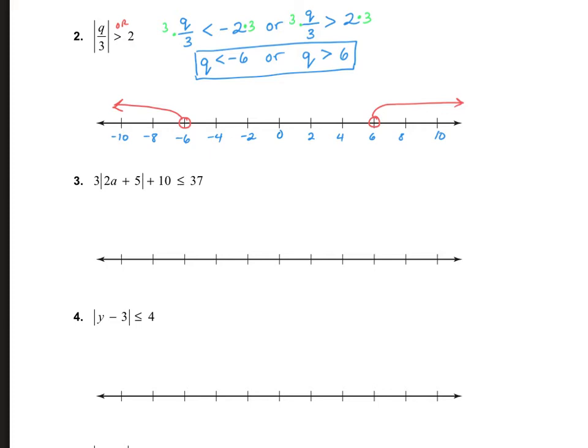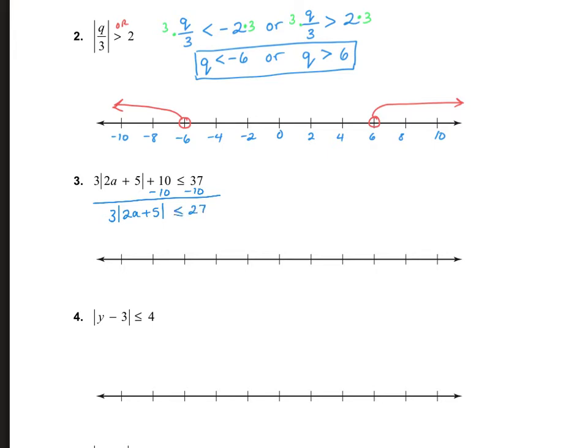So if you remember back in chapter 1, when we had this kind of situation and we had an absolute value that had other numbers with it, we had to first solve for the absolute value. So that's going to be our first step here. We have to do that before we split it up, okay? So I'm going to subtract 10 on both sides of the inequality, and I'll get 3 absolute value of 2a plus 5, less than or equal to 27.